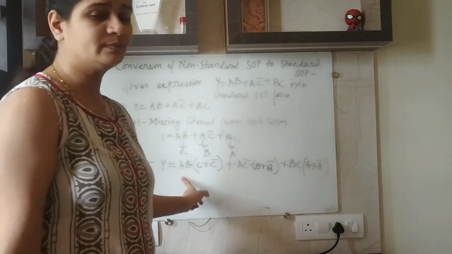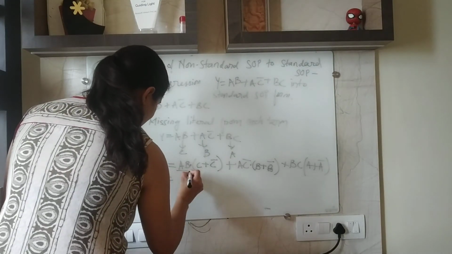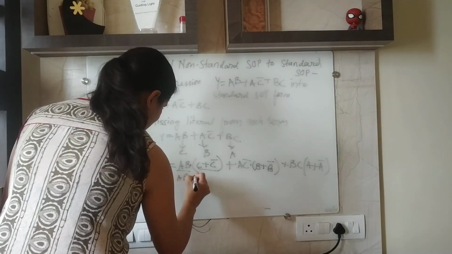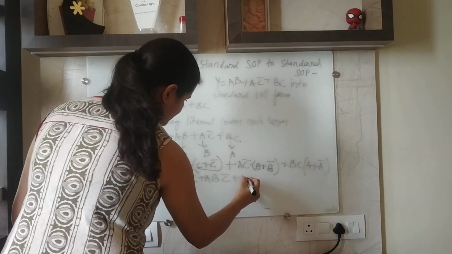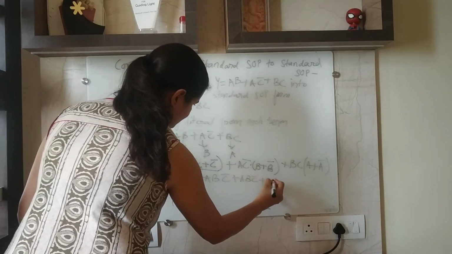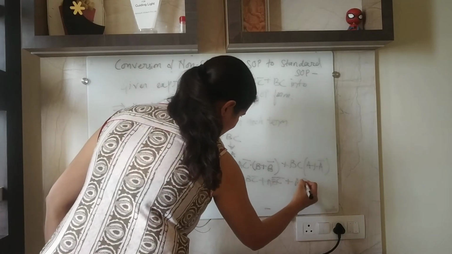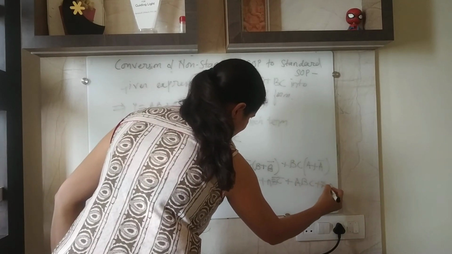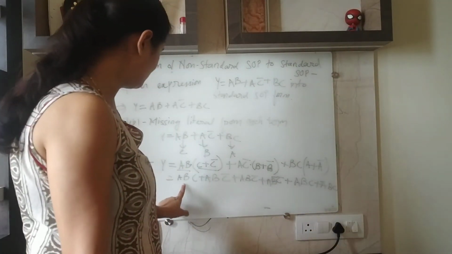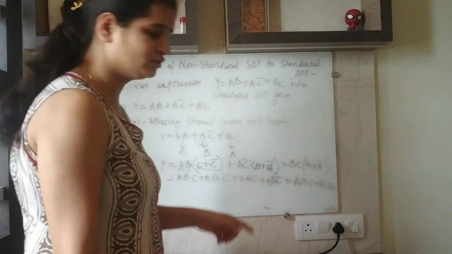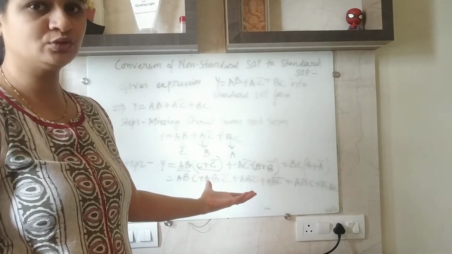Now we have to simplify this equation to get the standard SOP equation, right? So here I'll multiply this to this bracket. So here I'll get ABC plus ABC bar plus, now AC bar is ABC bar plus AB bar C bar plus ABC plus A bar BC. Right, now next, you can see that a number of terms are repeating in this, so there are some Boolean laws, right, which we have to use to simplify this equation.